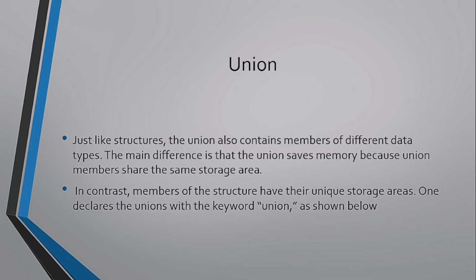So here is another user defined data type. Just like structures, the union also contains members of different data types. The main difference is that the union saves memory because union members share the same storage area. Let's have a look. What does it mean?